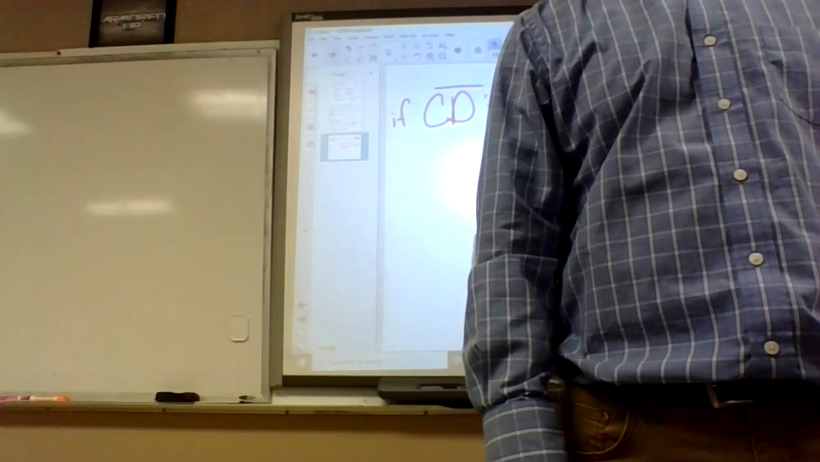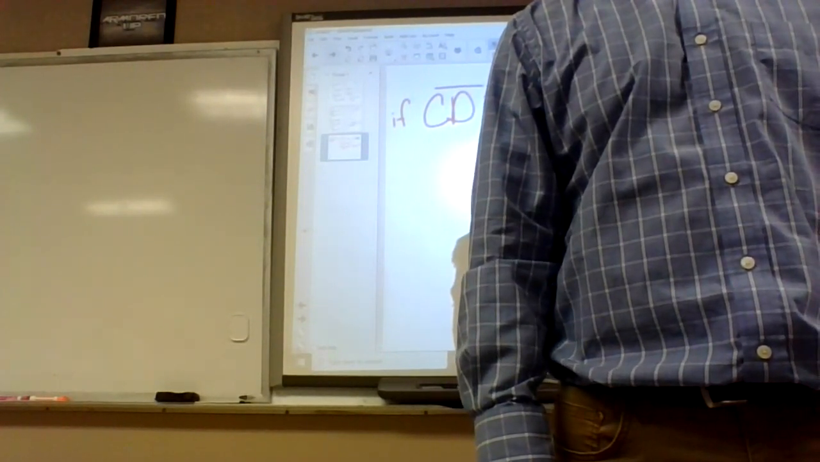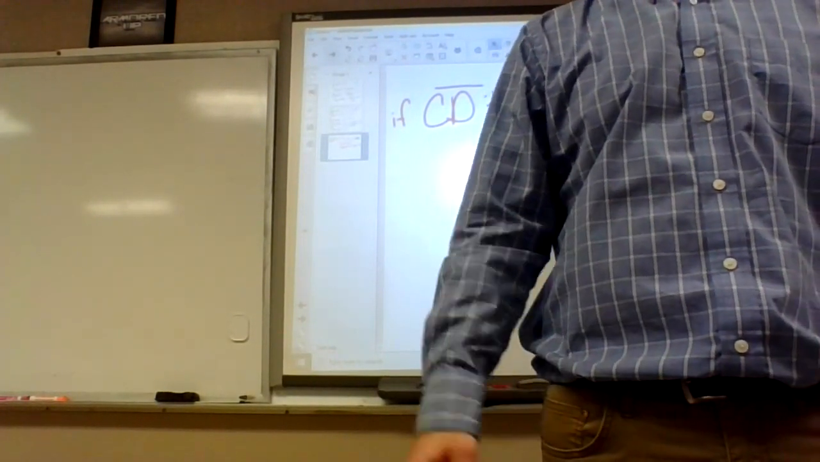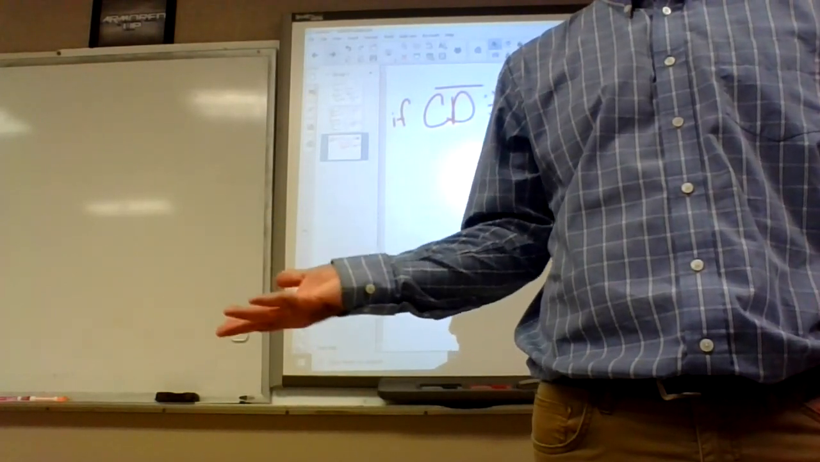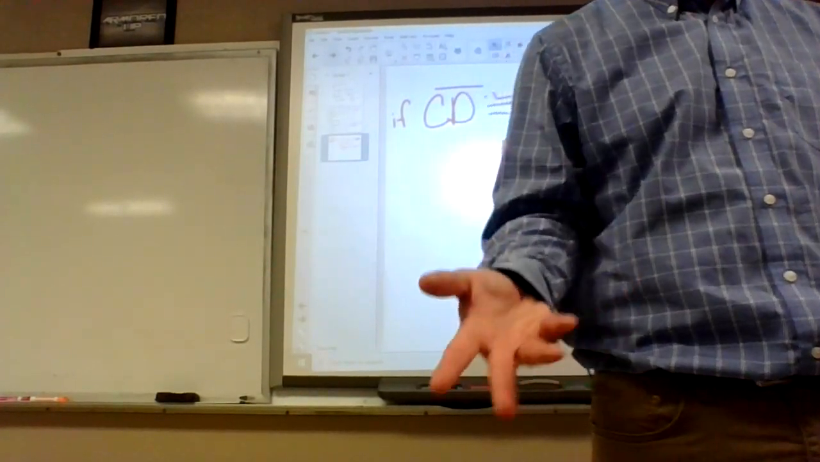Or if they say angle A plus angle B equals 180 degrees, therefore angle A and angle B are supplementary. How do we know that? That's the definition of supplementary angles.